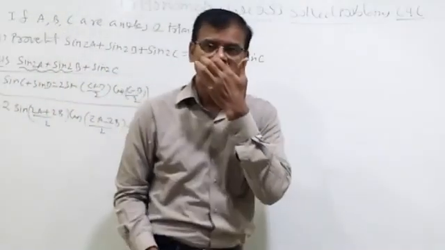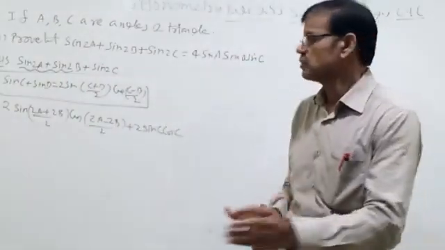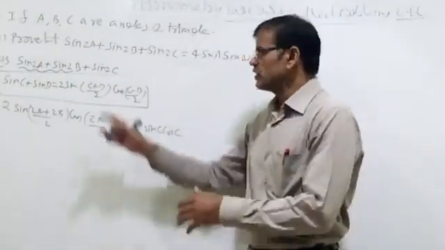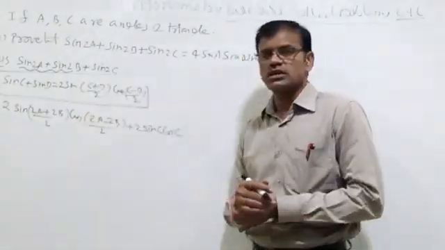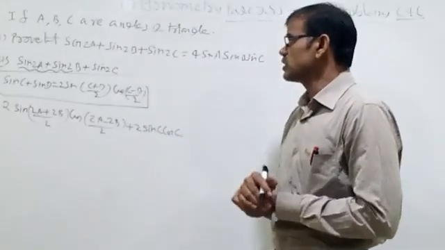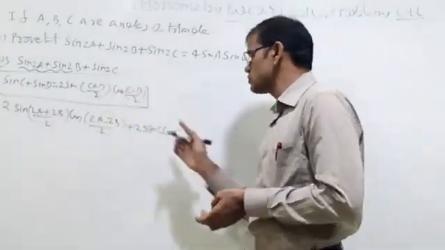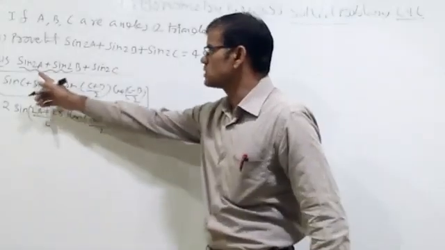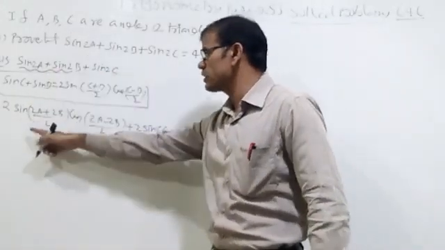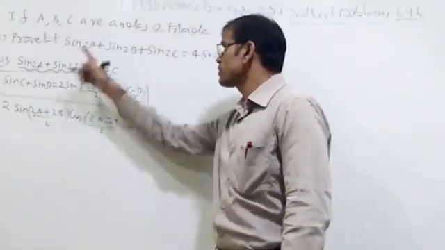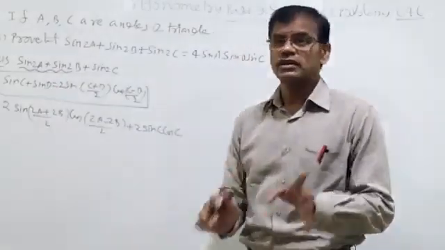Sin 2 theta is equal to 2 sin theta cos theta. Whether it is sin 2A, you should write 2 sin A cos A; whether it is sin 2B, 2 sin B cos B; whether it is sin 2C, 2 sin C cos C. Of course, for this one, if you are not applying the sin C plus sin D formula, you will not get the proper answer.